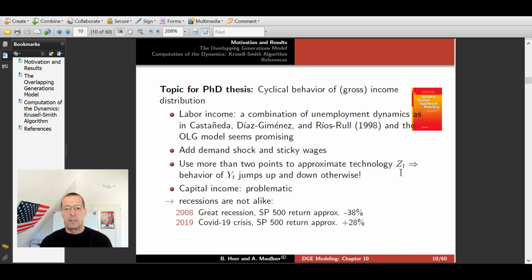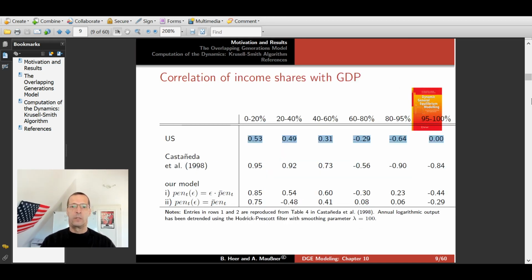Let me point out one problematic point, and to the best of my knowledge, nobody has really explained this well in the literature yet. So we do have a problem when we look at historical episodes. They do not behave all alike. So if you look at these statistics here by Rios, Rull, Castaneda on the empirical correlations of the income shares, this is an average over a long time horizon, a couple of decades. Now this suggests that income shares always behave like this over a typical cycle here.